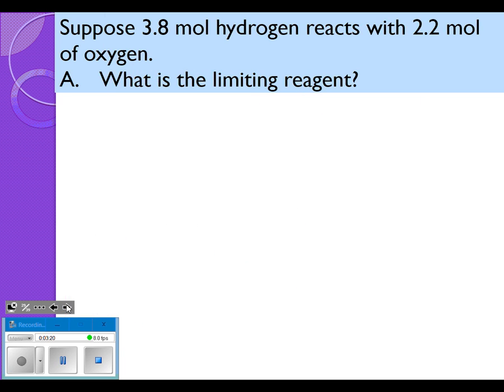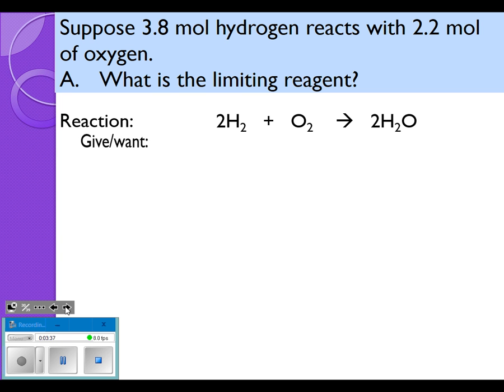Suppose we have 3.8 moles of hydrogen, and it reacts with 2.2 moles of oxygen. I want to figure out what the limiting reagent is. I have this reaction, because hydrogen and oxygen make water. It's balanced, and I'm given 3.8 moles of hydrogen and 2.2 moles of oxygen. I want to find out how many moles of water each of these makes.